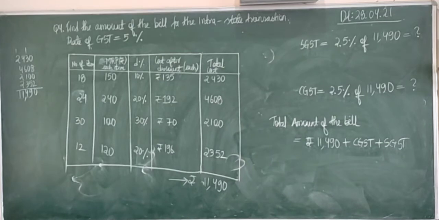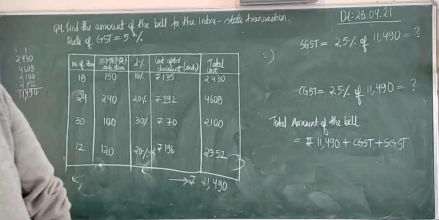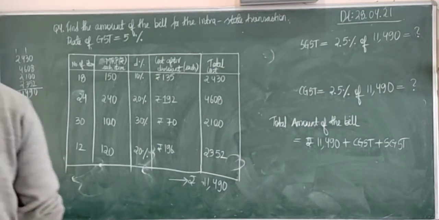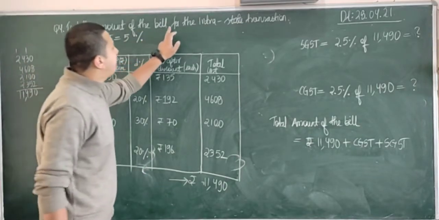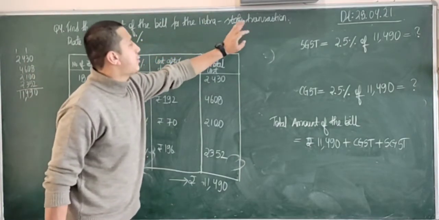All right, let's move ahead with question number 4. Your question number 4 tells us to find the amount of the bill for the intrastate transaction.